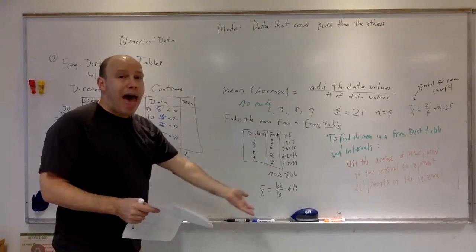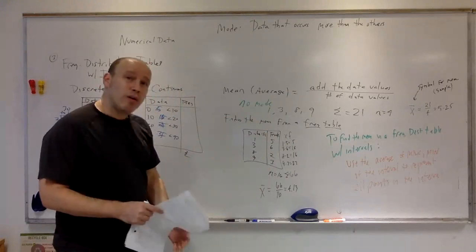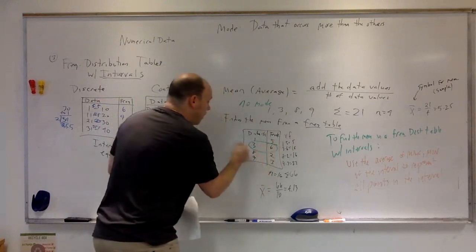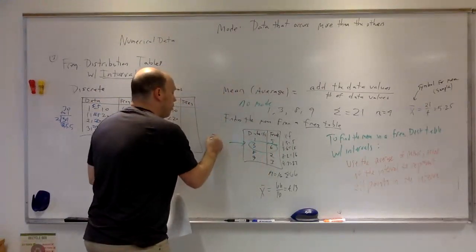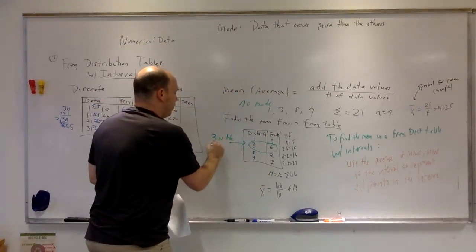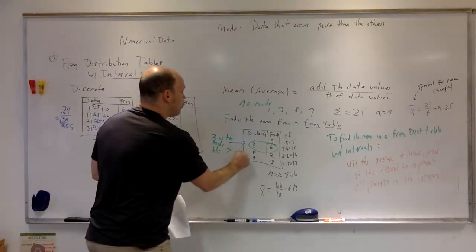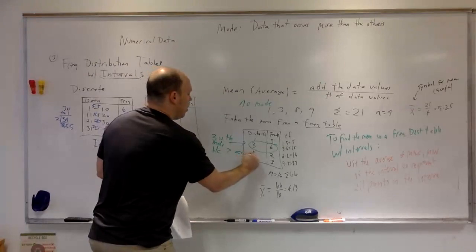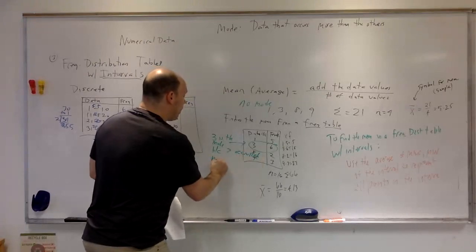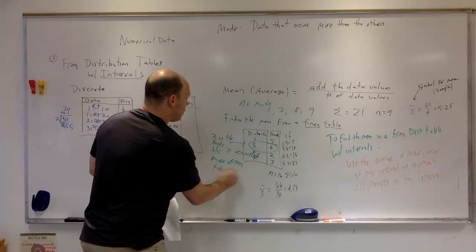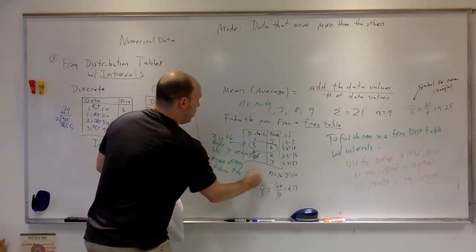Does this data have a mode? You say, yes, Mr. Adler. 3 is the mode because it's the highest frequency. 3 is the mode because 3 occurs more often than the others.